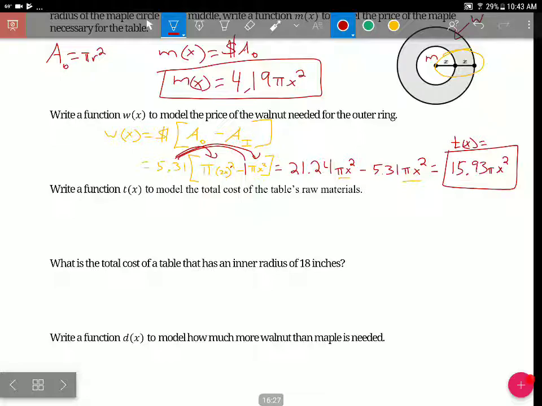All right, so this one was a little more involved, because you had to find out what the area of that outside piece was. But that was the hard part. After that is, let's go. Write a function to model the total cost of the table's raw materials. Well, if this is the price of the outside, and that's the price of the inside, what do you do to find the total?